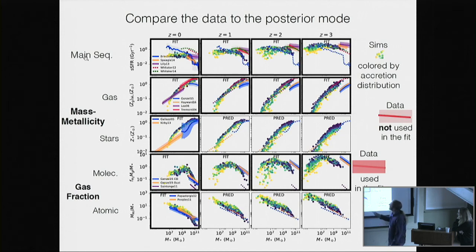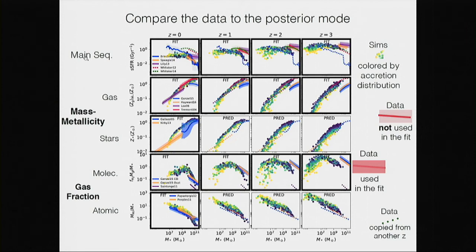So the way this plot works is each column is a different redshift. The colored bands are data that I'm comparing to, and these points are resimulated galaxies after I've done the best fit and found the single most likely set of parameters. And then each row is a different relationship that I'm comparing to, and there's like 10 more of these rows that I'm not even showing you. And it works pretty well. So thanks.